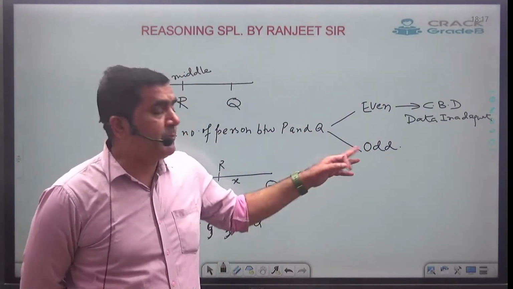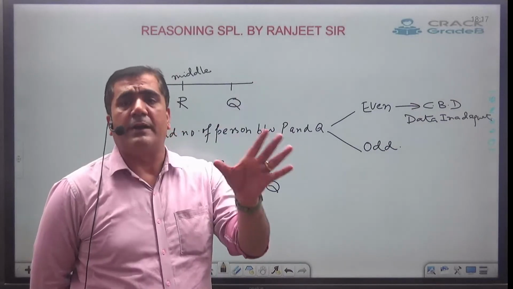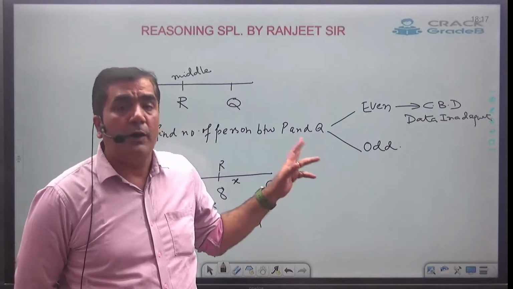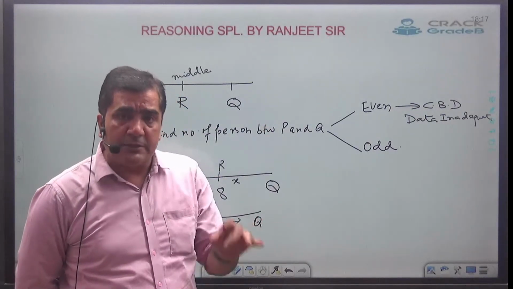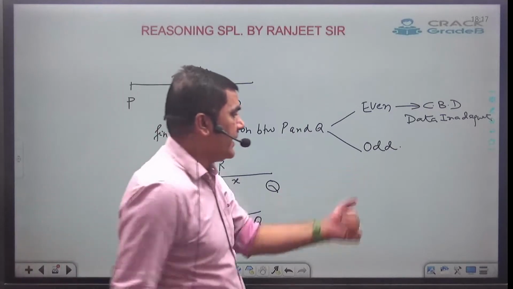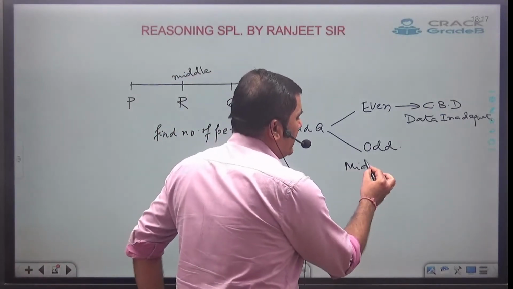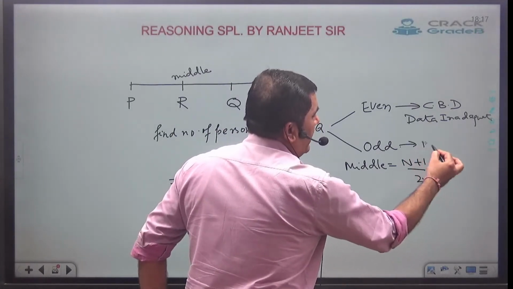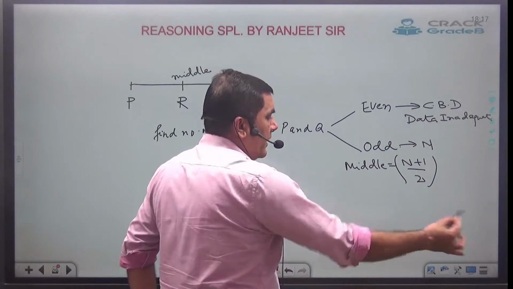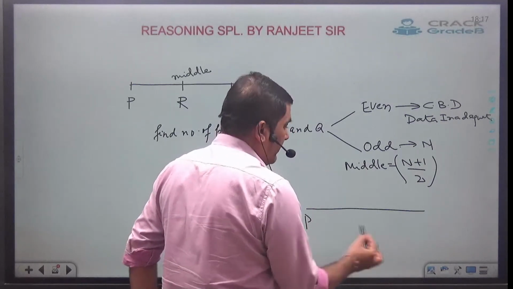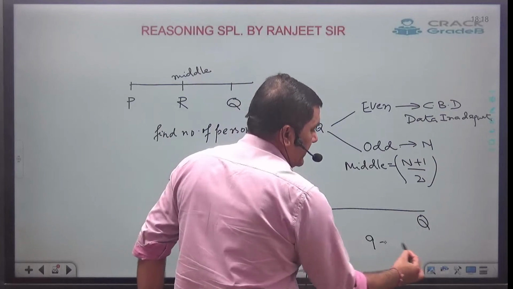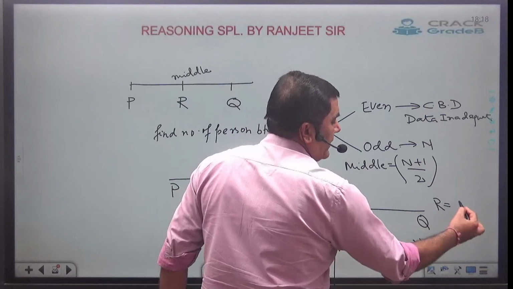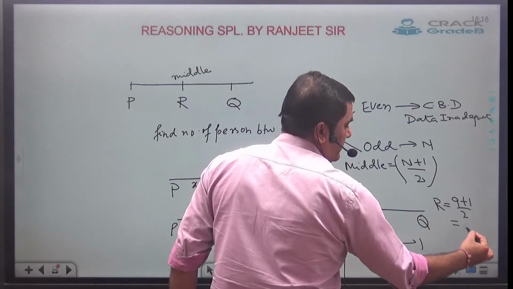But if the number of persons comes out to be an odd number, in that case the middle is absolutely possible. And how to find the middle? Let's assume the odd number is n. Then the middle position will be (n plus 1) by 2. Let's take an example. Suppose between P and Q there are 9 persons, and I have to place R. So R will be (9 plus 1) upon 2, which comes out to be 5th.